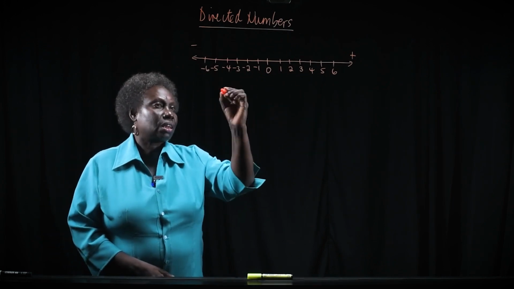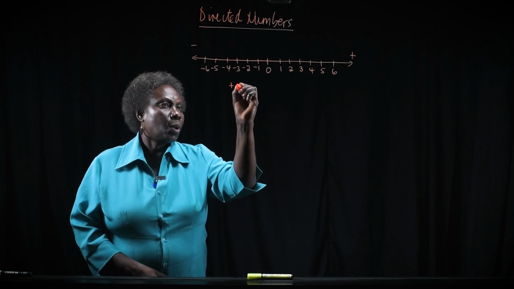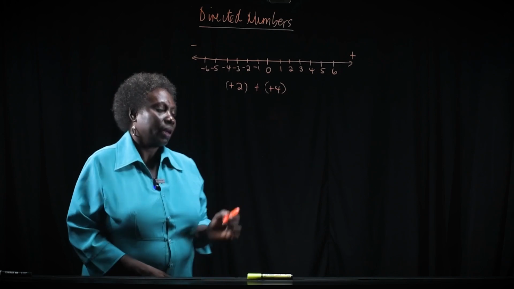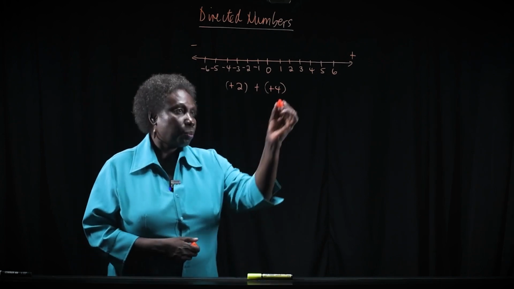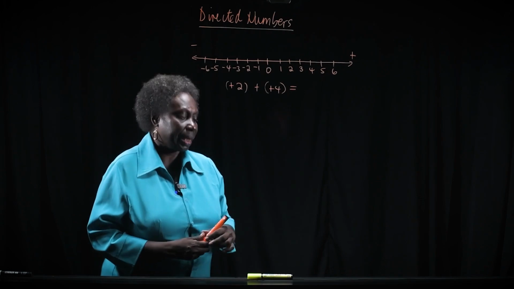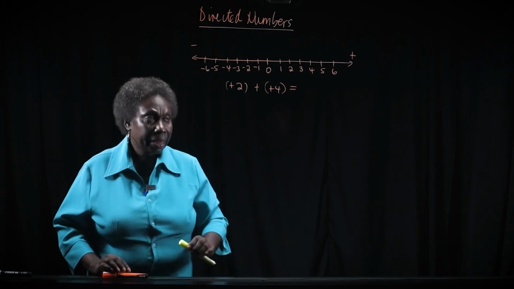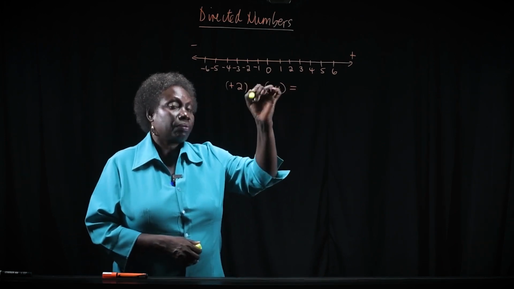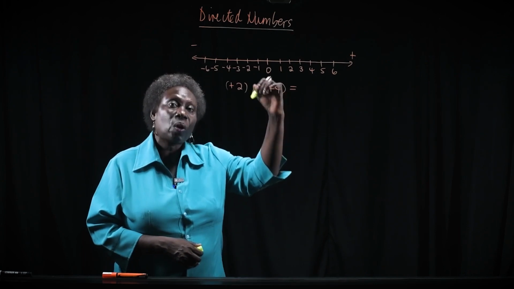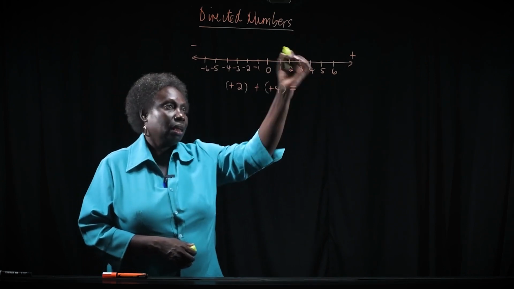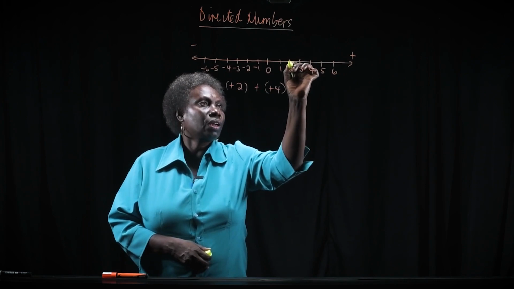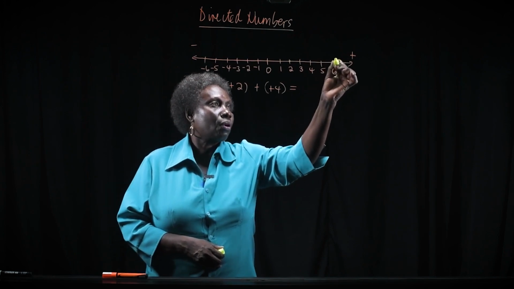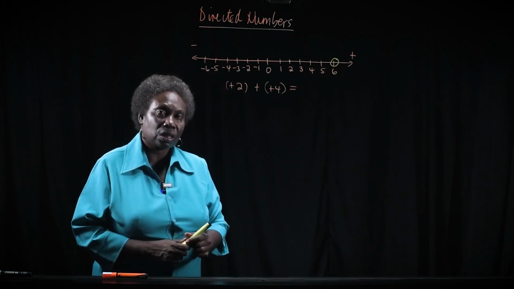We start with addition. I have +2 plus +4. Now, how do I add +2 plus +4 on a number line? On a number line, you can see that we have positive and negative numbers. When you are adding a positive number, you always move to the right. So we start from +2 and we move 4 places to the right. 1, 2, 3, 4. Your answer is +6.